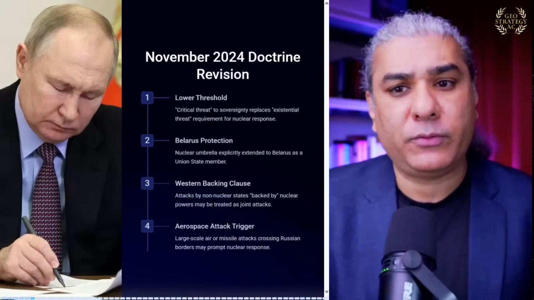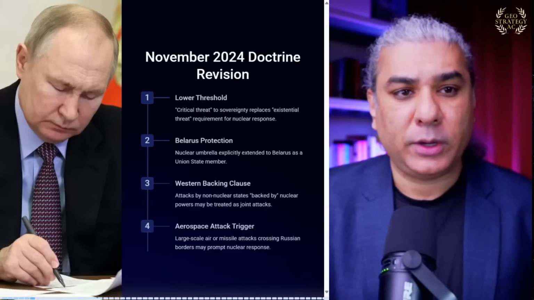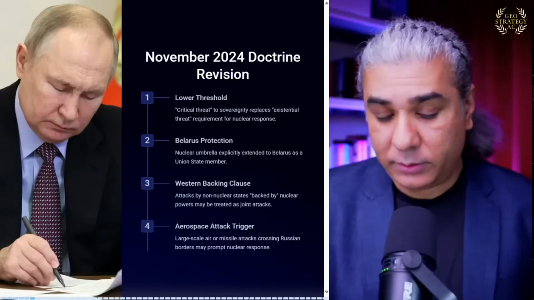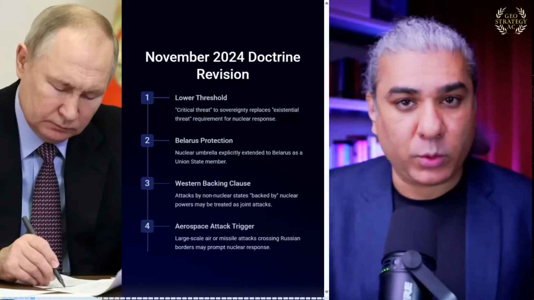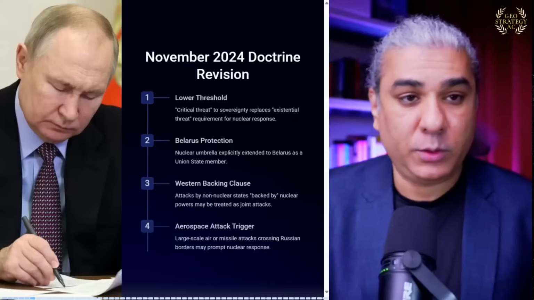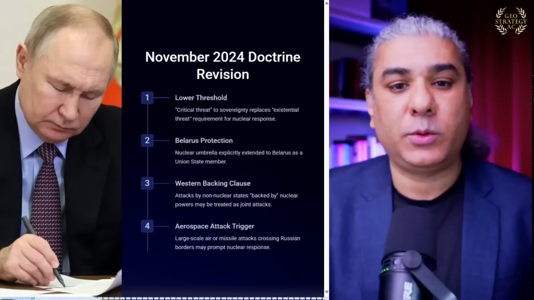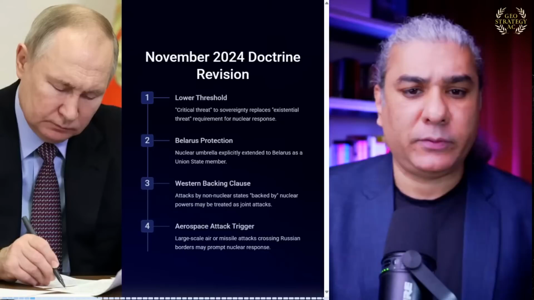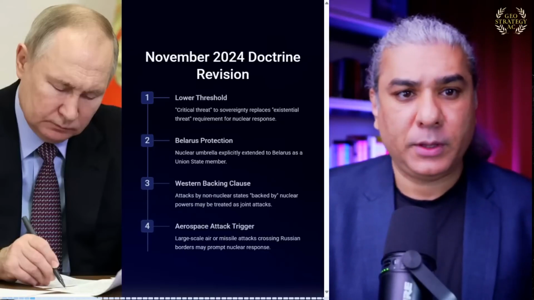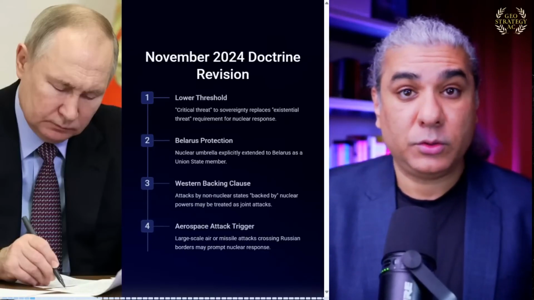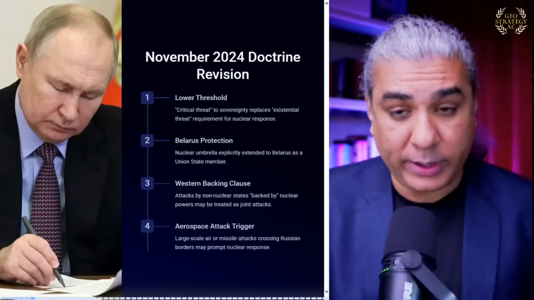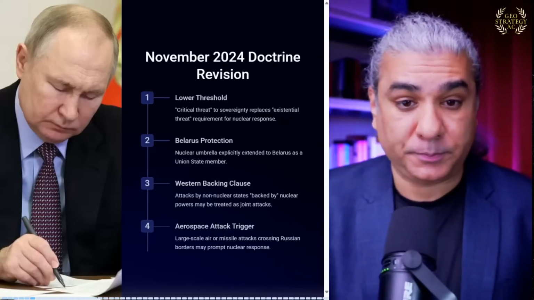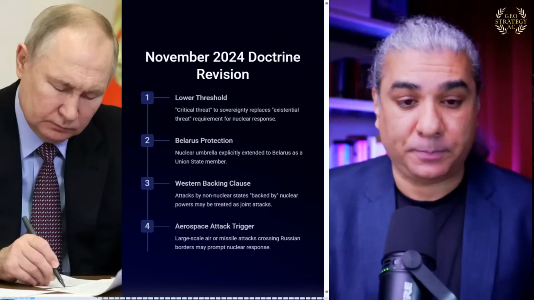Then you have the UK, and you have France as well. So if, and we know that the Ukraine war is a proxy war between NATO and Russia, and Ukraine is backed by NATO. There's no secret to that. So if Ukraine launches a massive strike of some kind on Russia, it could be treated as a red line being crossed. It will be treated as a joint attack by Russia.